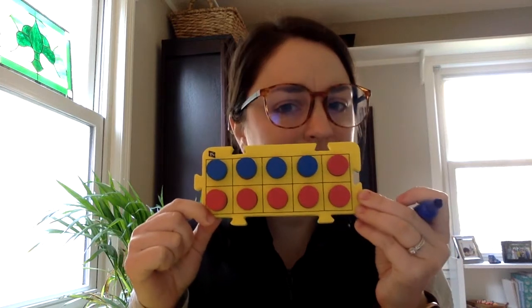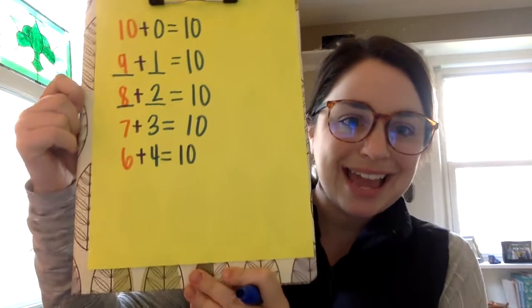So if I added another blue, look at what's going to happen. I still have the sum of 10, but I add one more blue, and then I'm decreasing the amount of reds. So right now I have 4 blues and 6 reds. So the addition sentence would be 6 plus 4 equals 10. The sum is still 10.